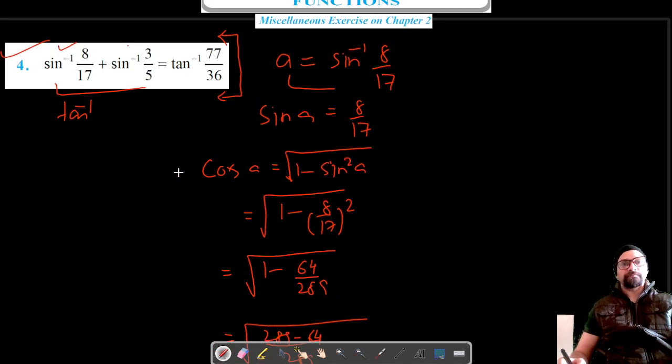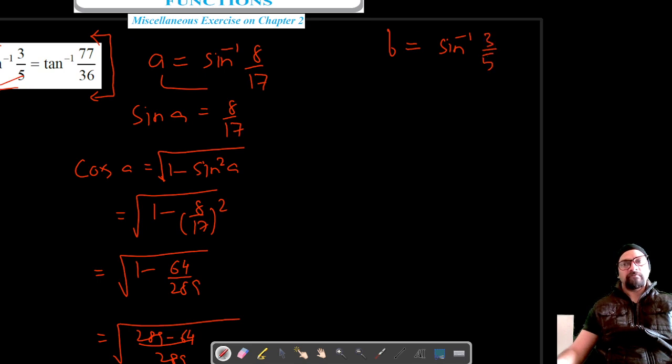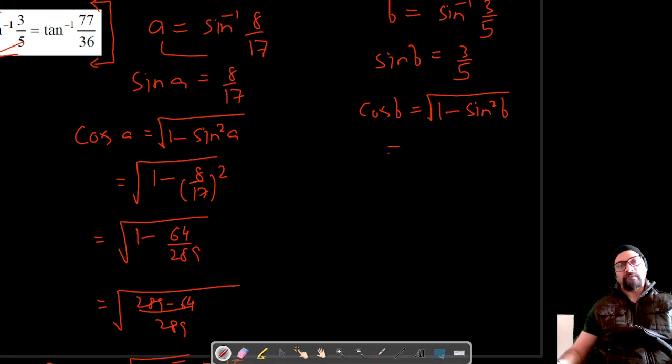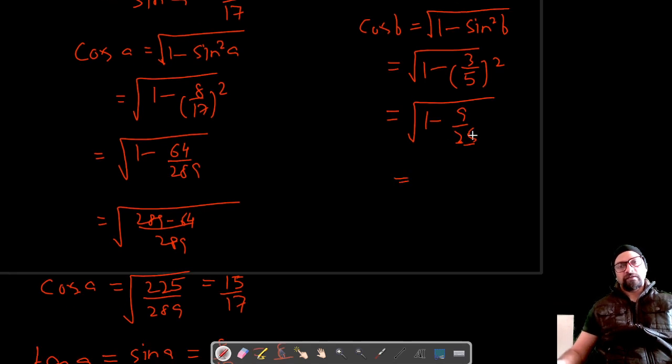And let's move on to the second function, and let's consider B is equal to sine inverse 3 by 5. So this gives us sine B is equal to 3 by 5. And let's find out cos B, which is equal to root of 1 minus sine square B. And this gives us 1 minus 3 by 5 the whole square, which is equal to under root of 1 minus 9 by 25. And this is equal to 25 minus 9 is 16 by 25, which gives us 4 by 5.